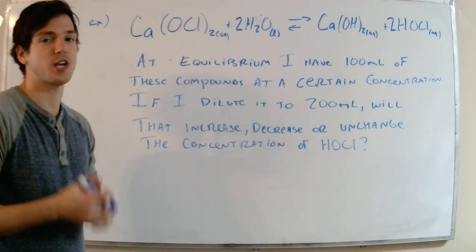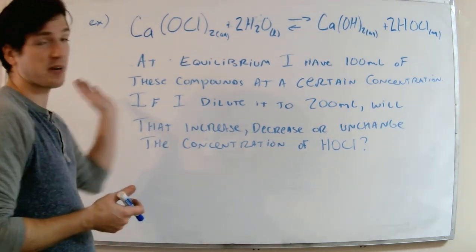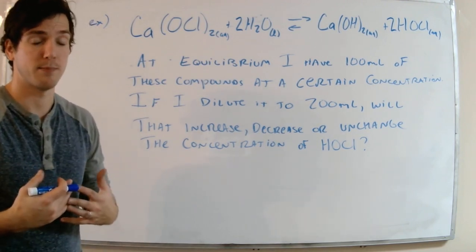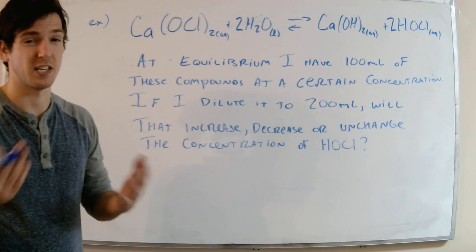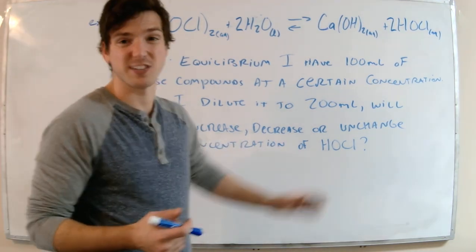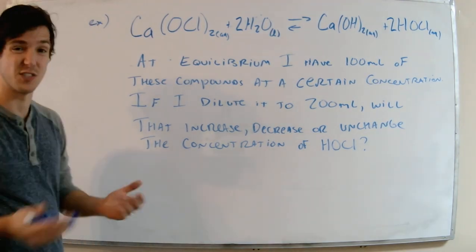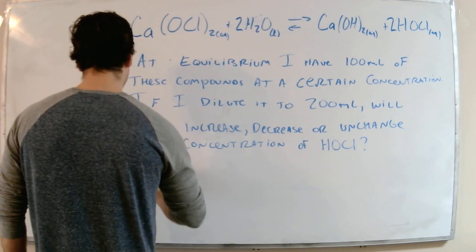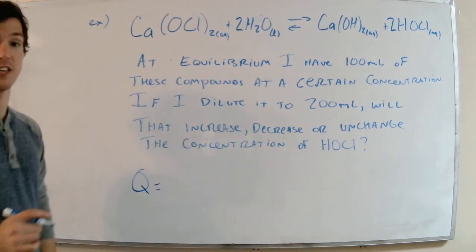So again, I'm changing now the concentration of pretty much all of these guys. And I want to see how that is going to affect my concentration or my equilibrium. Is it going to shift it right? Is it going to shift it left? And then we'll be able to tell if that increases HOCl or decreases HOCl. So let's go ahead and do that. Let's write a standard Q reaction for this.